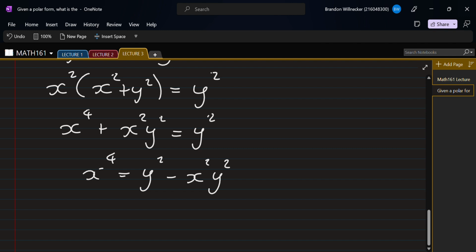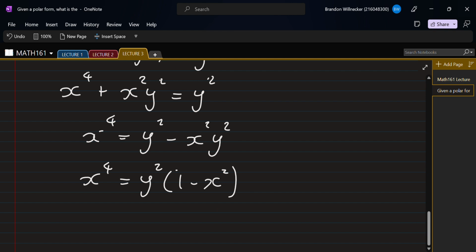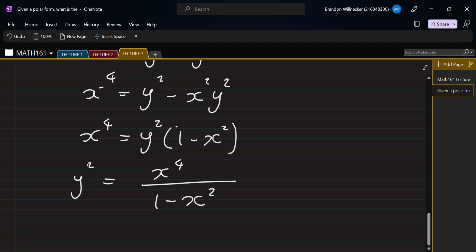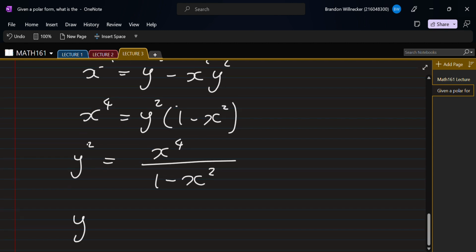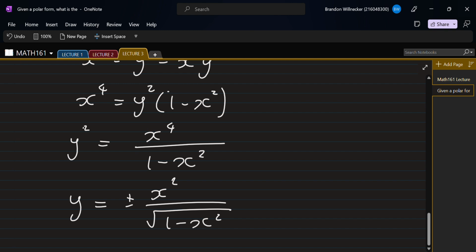Okay, again, just keep in mind, we're trying to solve for y. So we end up with x to the 4 is equal to y squared times 1 minus x squared. Okay, we can divide through by that. So y squared is x to the 4 over 1 minus x squared. Finally, we can take the square root, and we get y is equal to plus or minus x squared over the square root of 1 minus x squared. Okay, so the plus part, that will take care of the top portion of the graph, and the minus part, that will take care of the bottom portion.